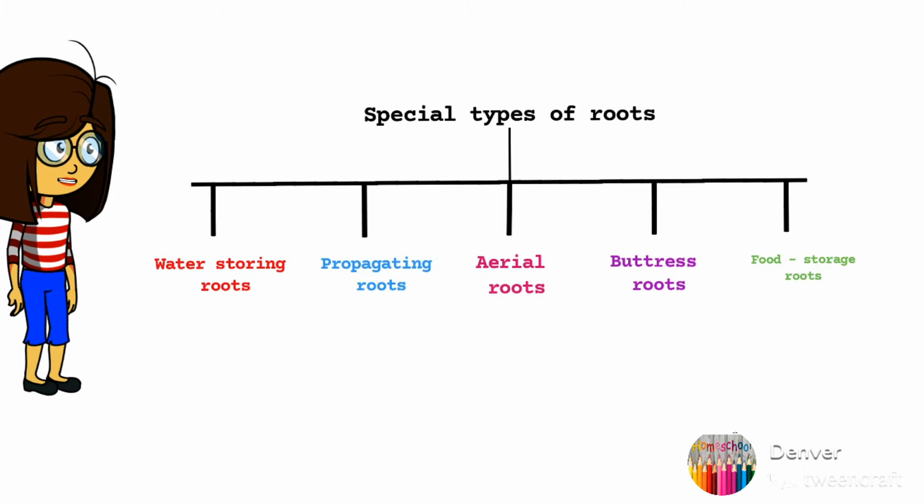So today we will be learning about special types of roots. There are 5 different types of roots: water storing roots, propagating roots, aerial roots, buttress roots, and food storage roots. So now we will be learning about them one by one.